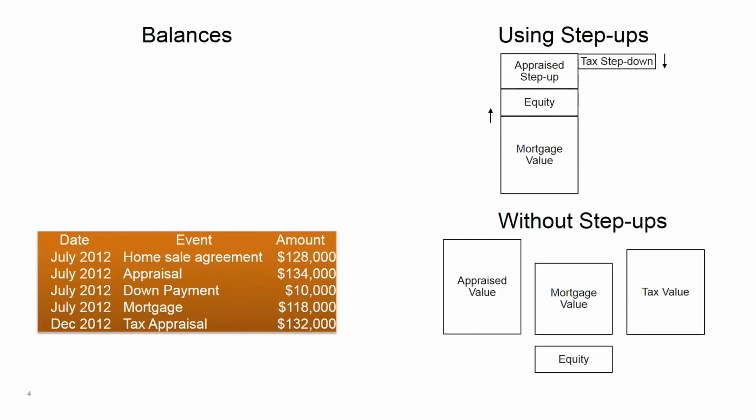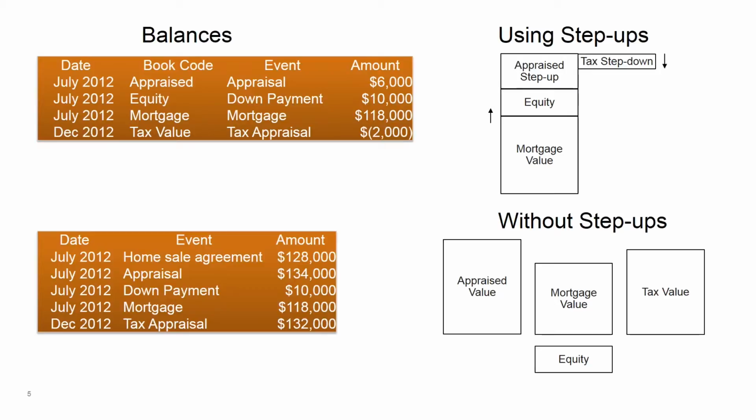the balances. So, for example, we could store the mortgage as the $118,000 mortgage. We could also record at about the same time the $10,000 down payment. We could also then store the appraisal value of $6,000 above those two values. When it gets to December, we could recognize that the tax appraisal is below that at negative $2,000. That would be called a step down. Step ups and step downs are equivalent.